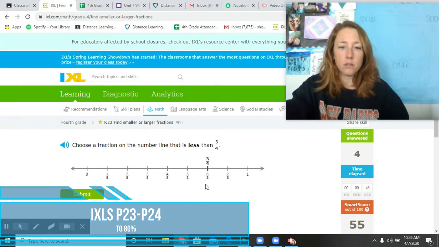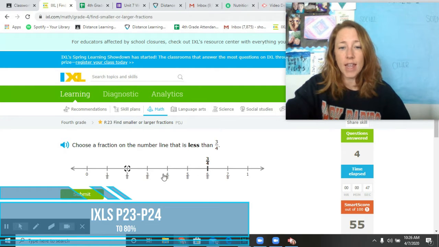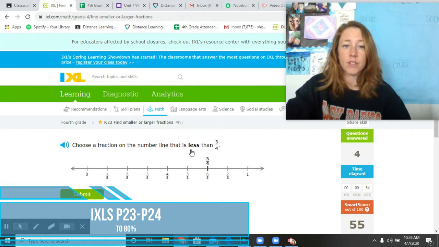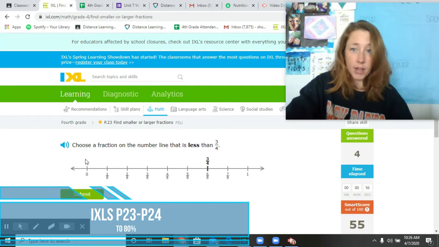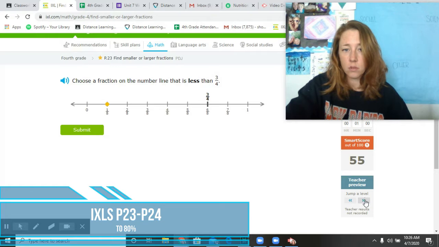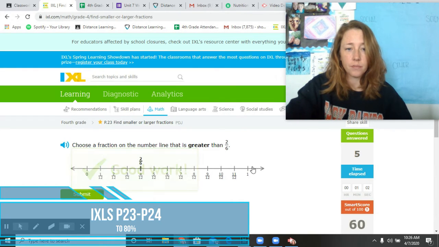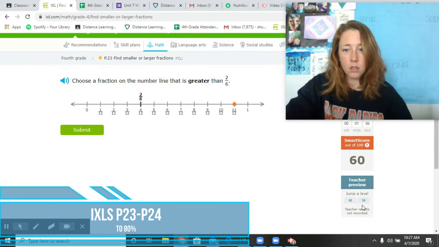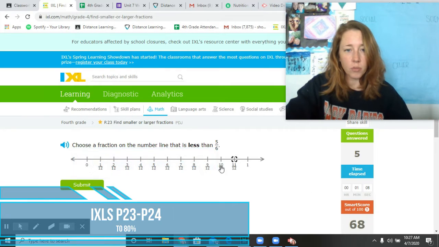Okay, this one, less than 3/4. Everything else is in eighths, but it still shows me where 3/4 would be, right? So now anything to the left on the number line is going to be less. So submit that. Greater than 2/6. Jump in a level.